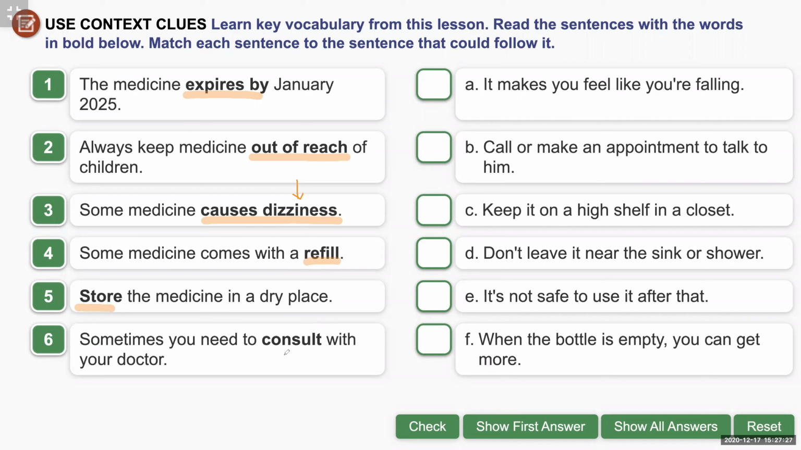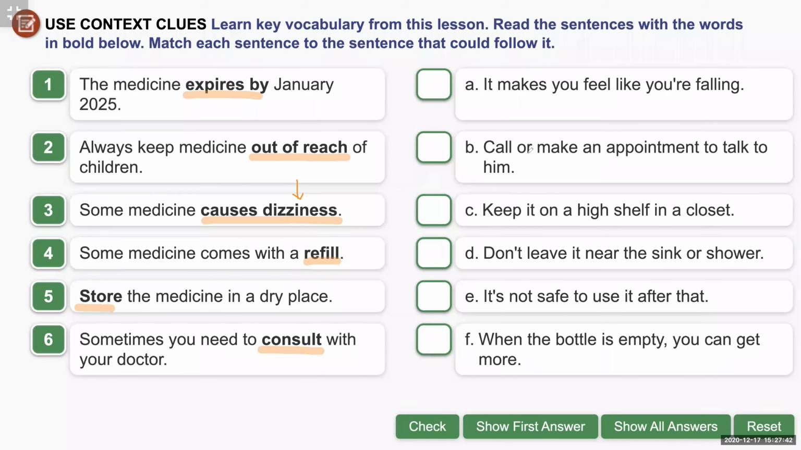And our next word, consult. So let's go ahead and go through our answers. We need to make sure that we match them to the right. So on the right, we have A, it makes you feel like you're falling.